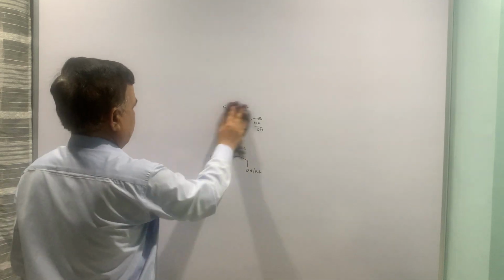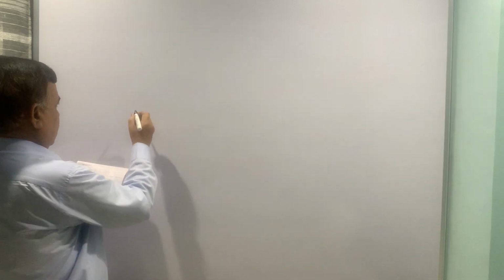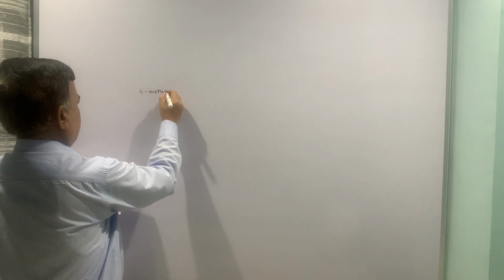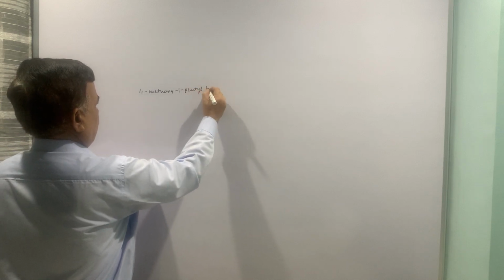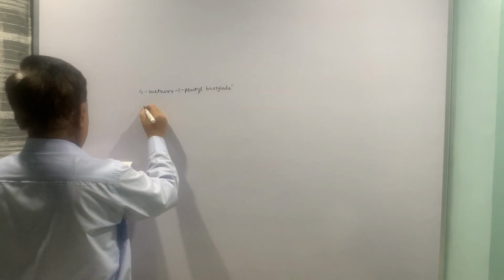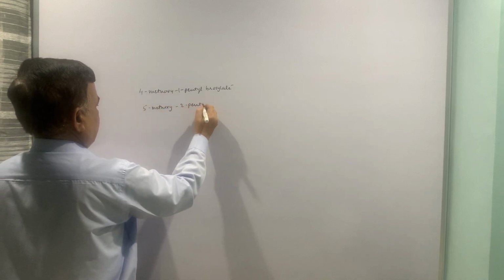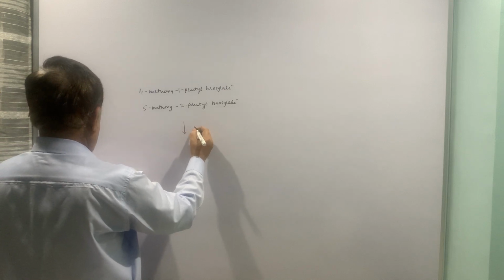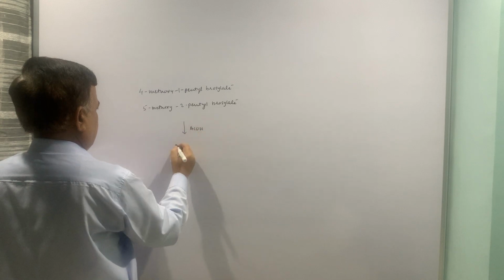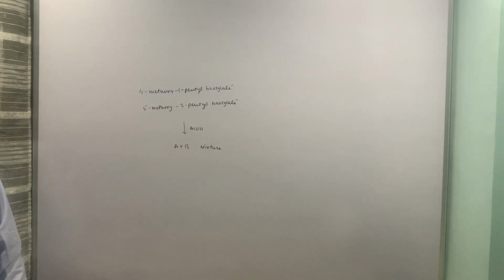One more example and then we'll stop for today, and maybe in due course we'll have more examples. 4-methoxy-1-pentyl brosylate and 5-methoxy-2-pentyl brosylate, when treated with acetic acid, they give two products A and B.